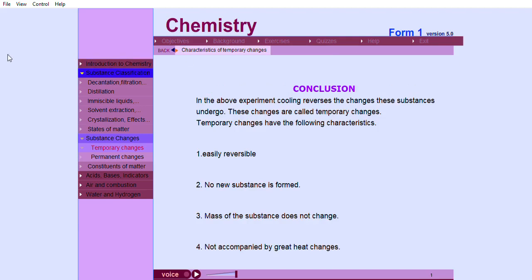Temporary changes have the following characteristics: easily reversible, no new substance is formed, mass of the substance does not change, not accompanied by great heat changes.